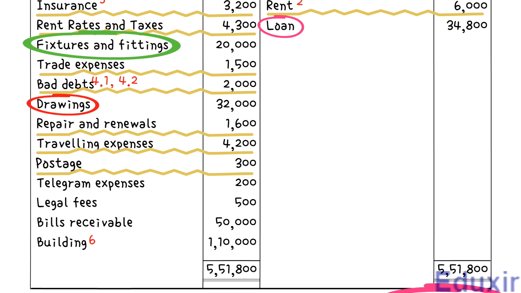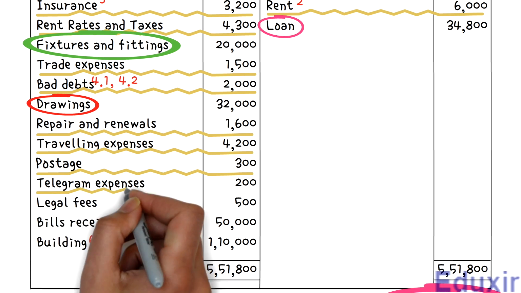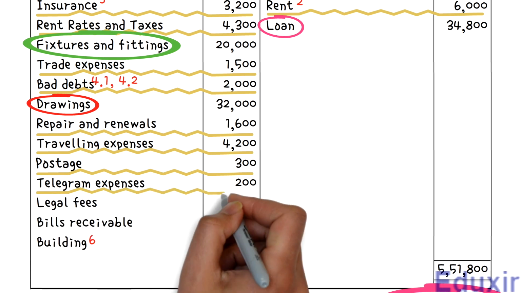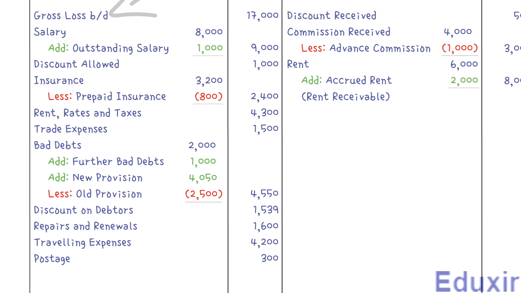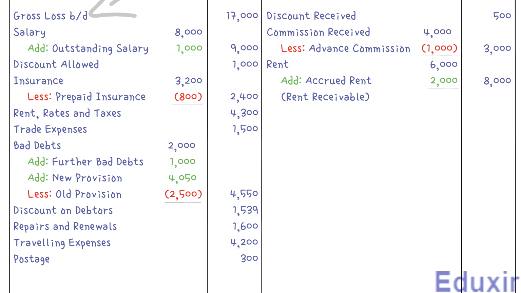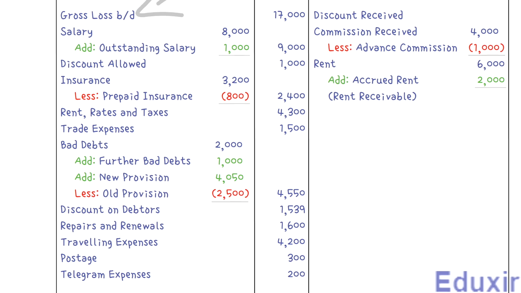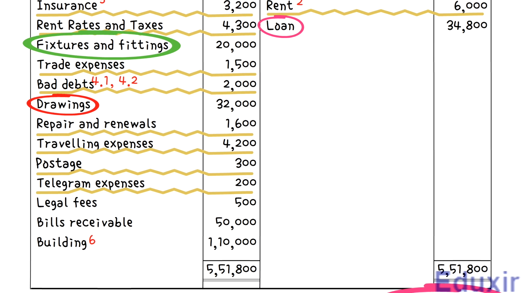Let us now consider the next balance. The next balance is related to telegram expenses that has a balance of 200 rupees. Just like the previous balance, this is also an expense balance and it should be posted in the profit and loss account. Let us first write telegram expenses into the expenses column on the debit side of the profit and loss account. Let us then write the corresponding telegram expenses amount of 200 rupees into the amount column. With that, we have completed the posting of the telegram expenses related posting into the profit and loss account. Let us now consider the next balance.